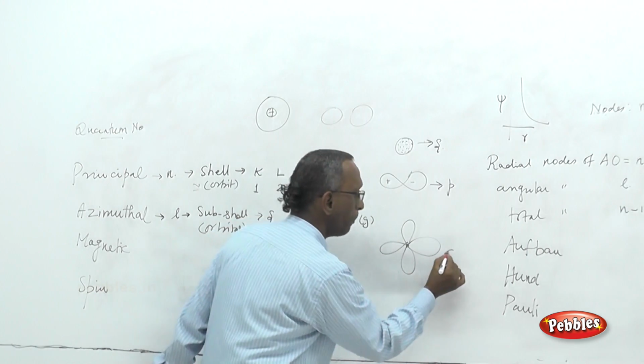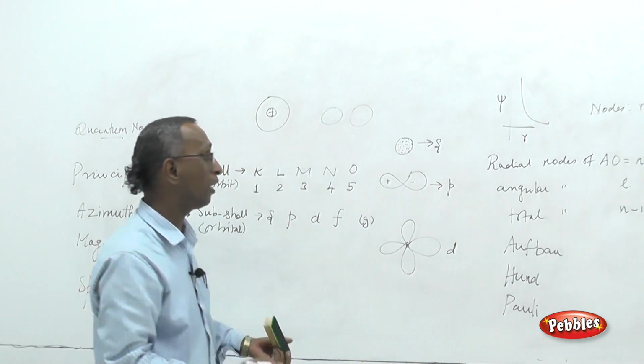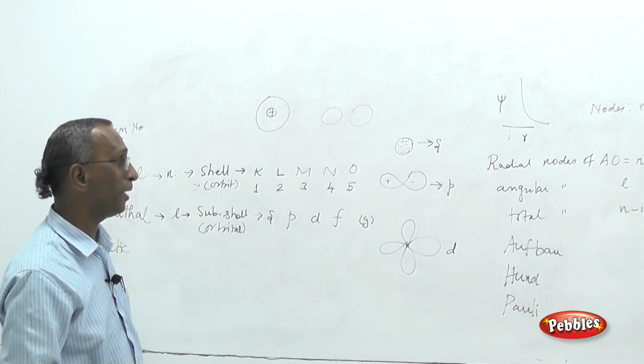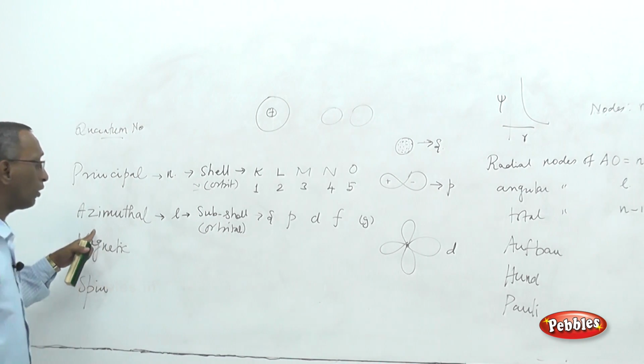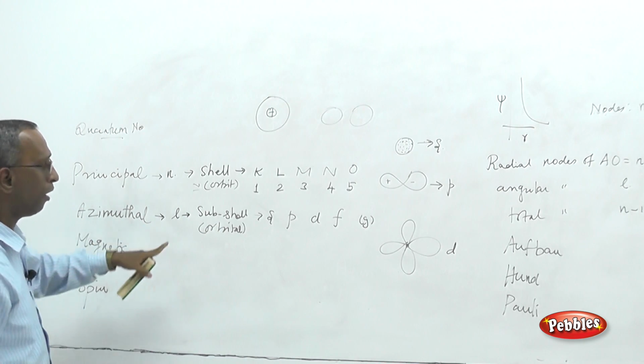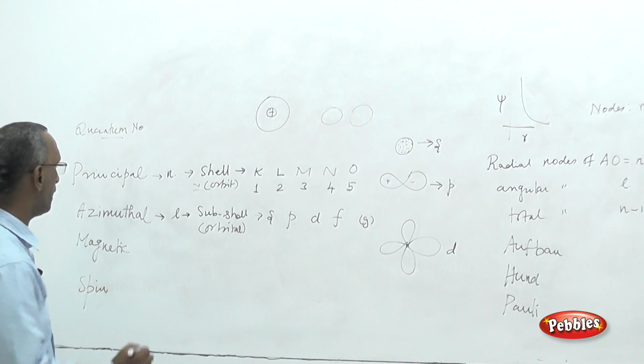This is the shape; four lobes constitute the d orbital. The f orbital structure is still more complicated. So the azimuthal quantum number gives information about the subshells or orbitals in which the electron is present.